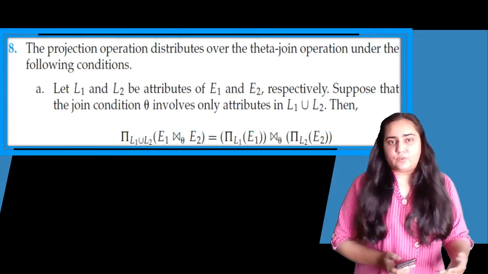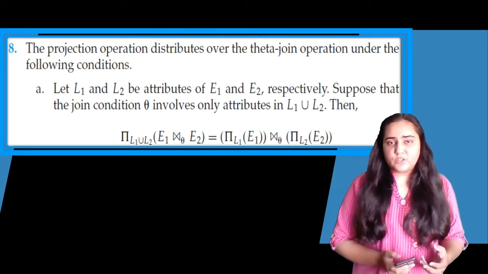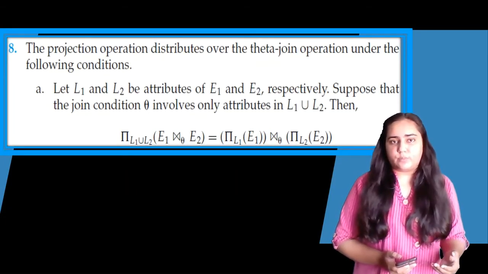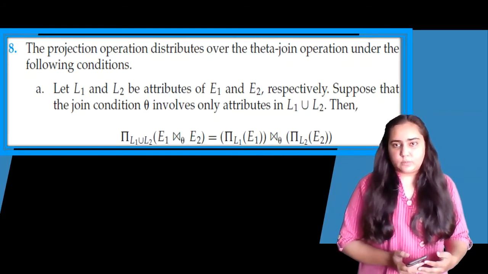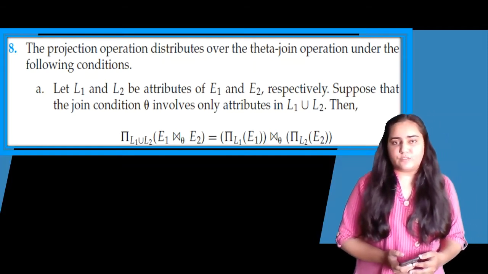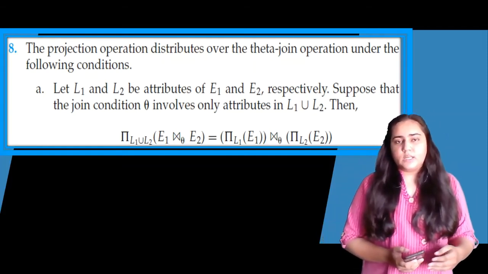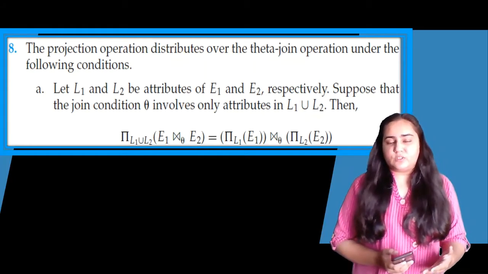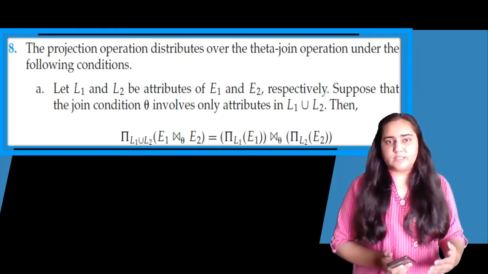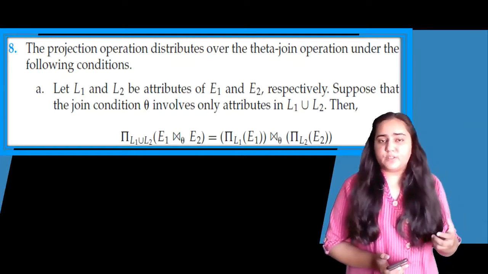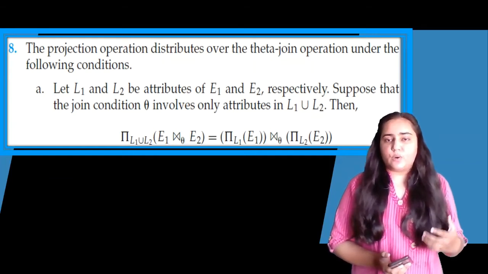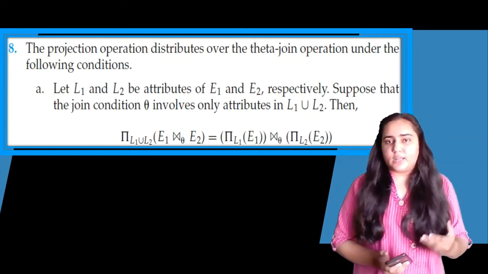Now let's see our eighth rule. The eighth rule says the projection operation distributes over the theta join operation under the following conditions. So the previous rule was about the distribution of sigma. This rule is about the distribution of pi. So in this case, let L1 and L2 be attributes of E1 and E2 respectively, which means L1 columns belong to E1 and L2 columns belong to E2. Now suppose, and of course E1 and E2 are both tables, suppose that the join condition theta involves only attributes in L1 union L2.